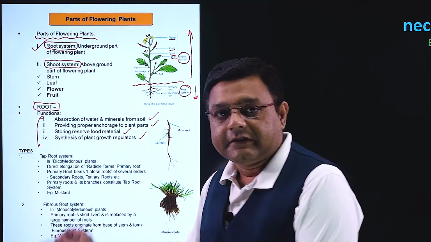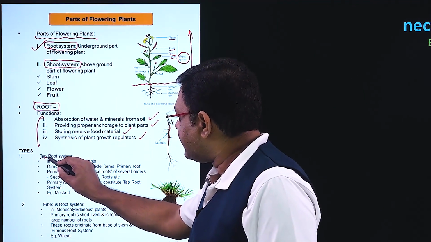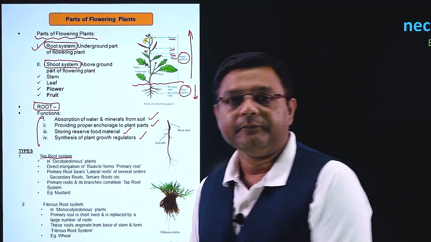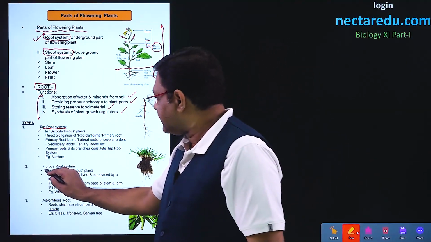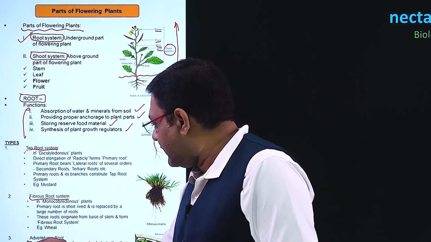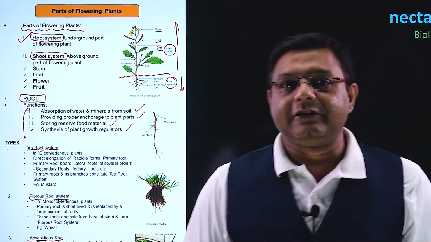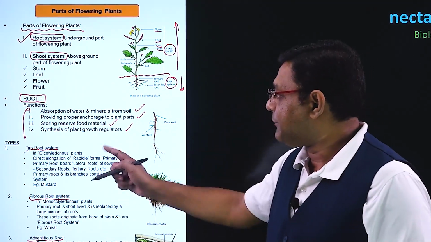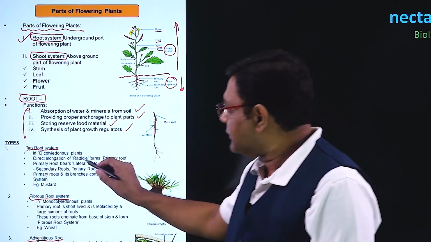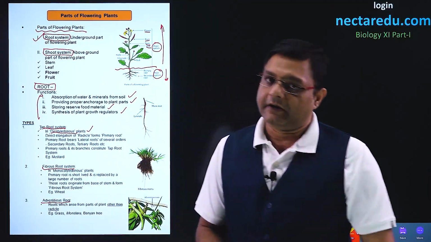Now, after covering the functions of root, we come to the types of root. So, there are three types of roots. The first is called the tap root system. The second is called the fibrous root system and the third is called the adventitious root system. Coming to the details of the first one, that is the tap root system. Now, the tap root system is found in dicots, dicotyledonous plants.